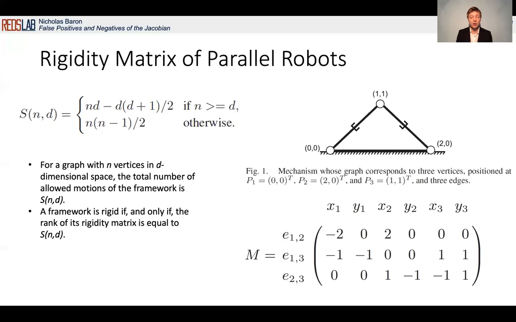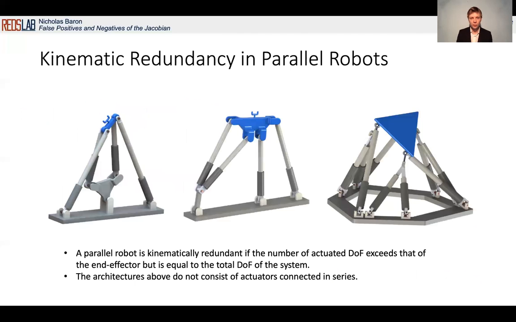And then a framework is rigid if and only if the rank of the rigidity matrix is equal to this value S. So to summarize, we determine if a configuration is rigid, or is in a singularity or not, by firstly computing the rigidity matrix, then determining its rank, and then comparing this to this value S. And if it drops below this value S, we know we've entered the singularity and we've lost rigidity of the mechanism.